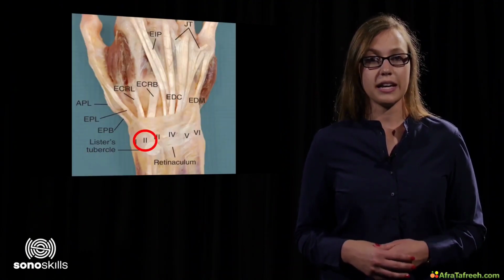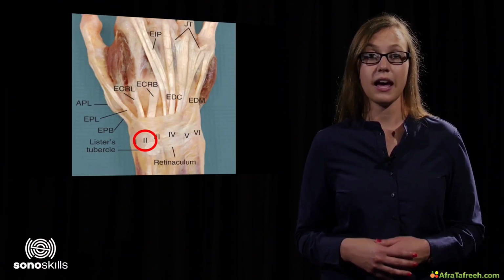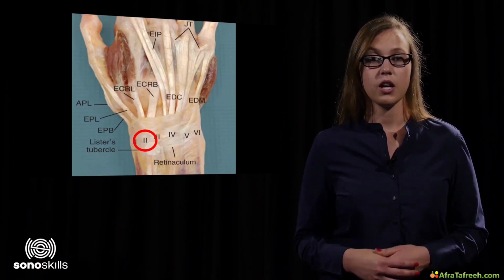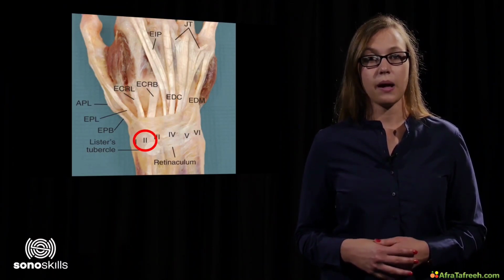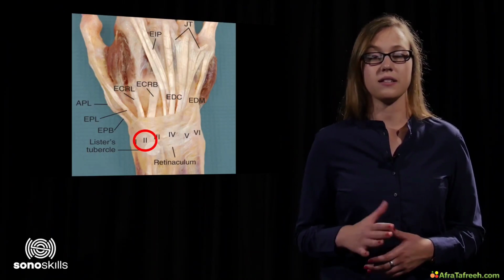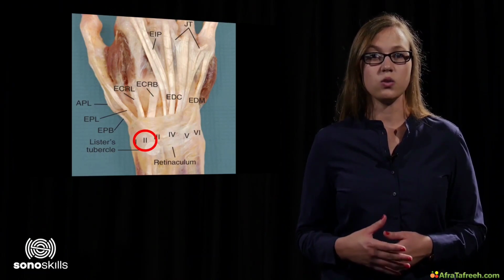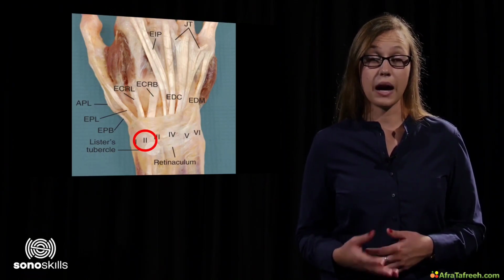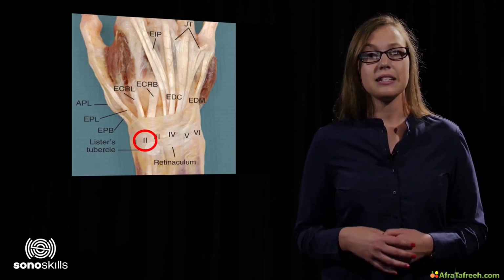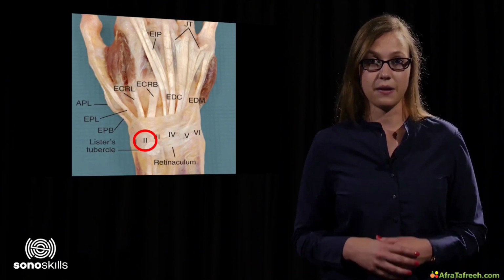Compartment 2 contains 2 structures, the extensor carpi radialis brevis and longus. To locate this compartment, palpate Lister's tubercle and slide a bit to the radial side of the tubercle. If the patient does a slow dorsal flexion movement combined with radial abduction, the tendons of the extensor carpi radialis longus and brevis can be found.